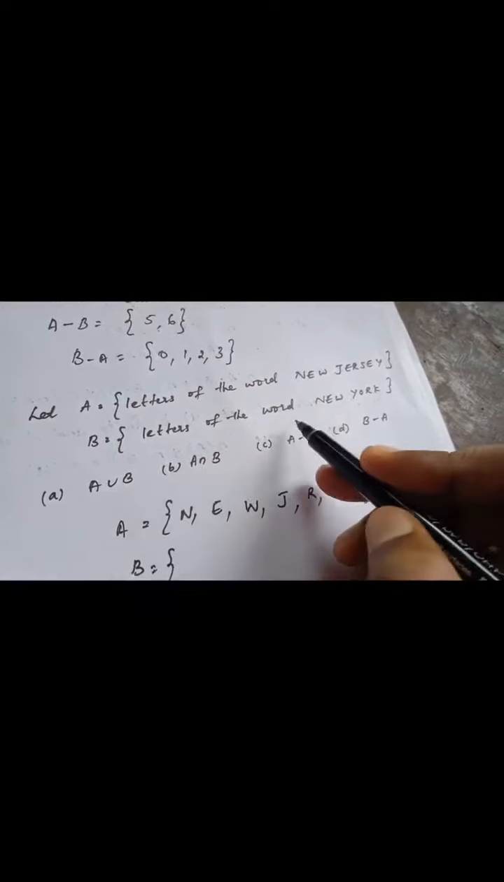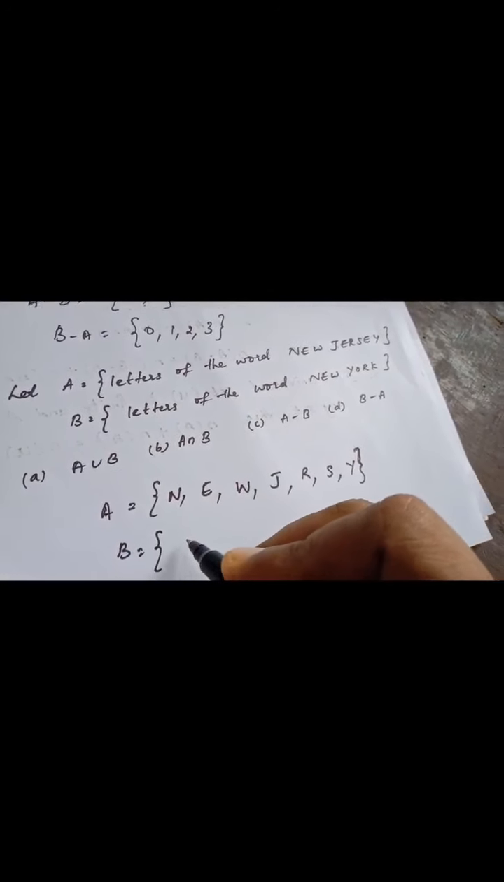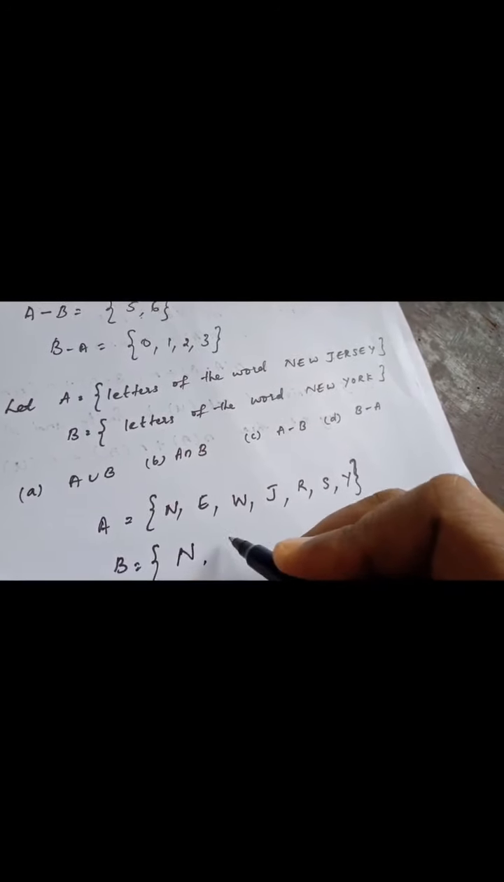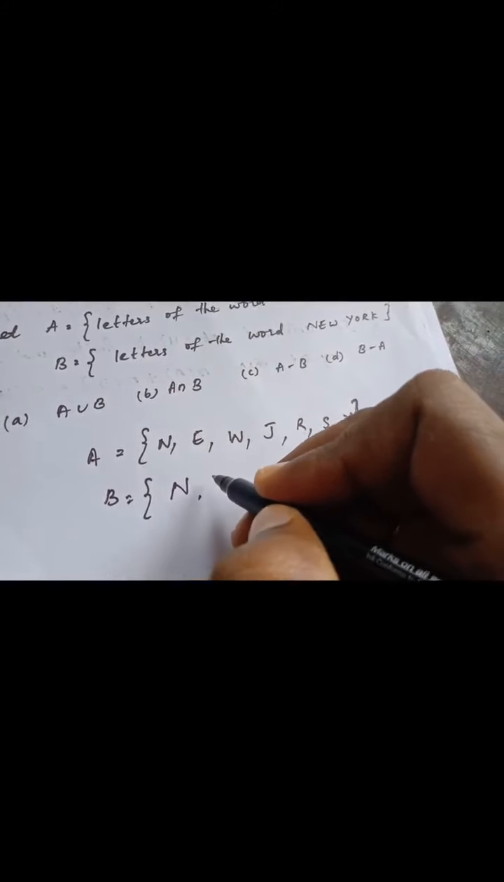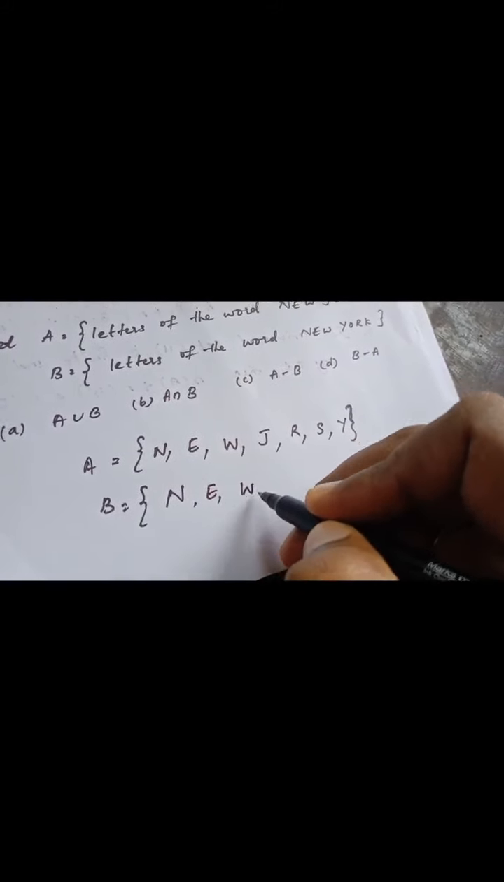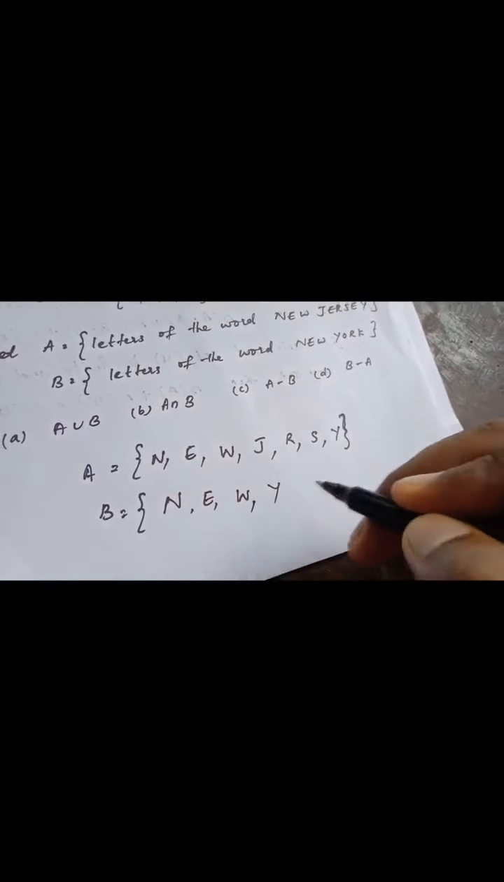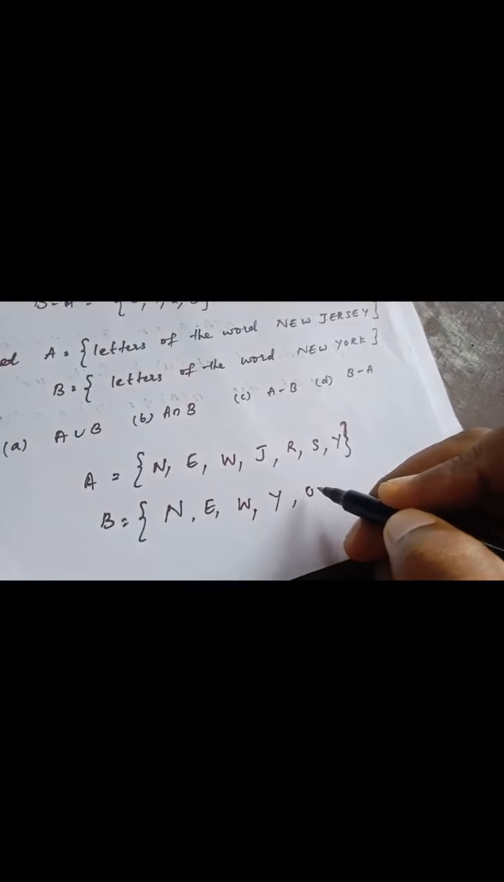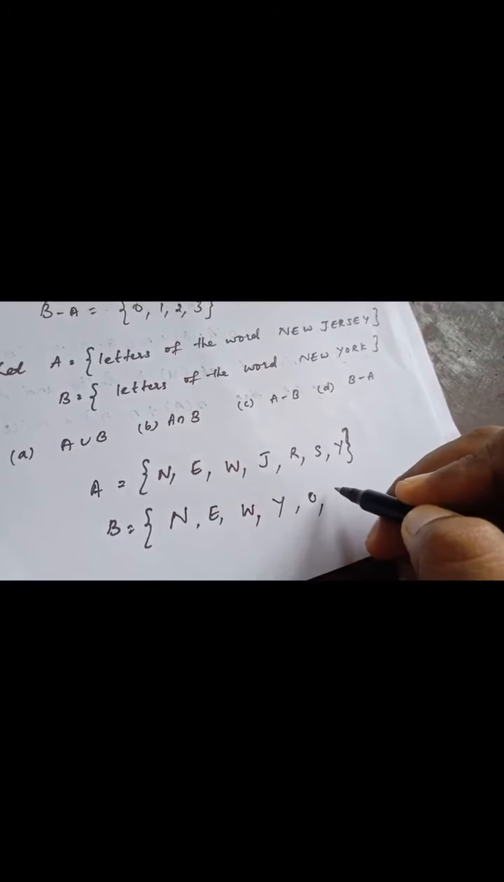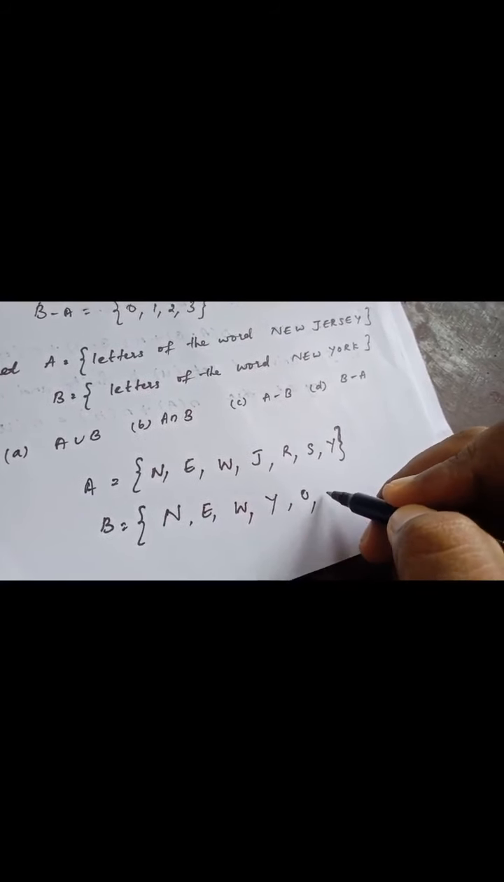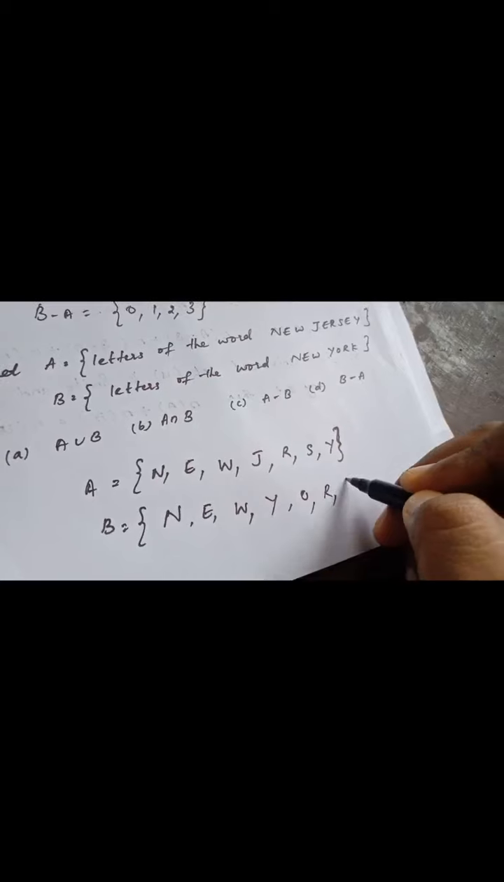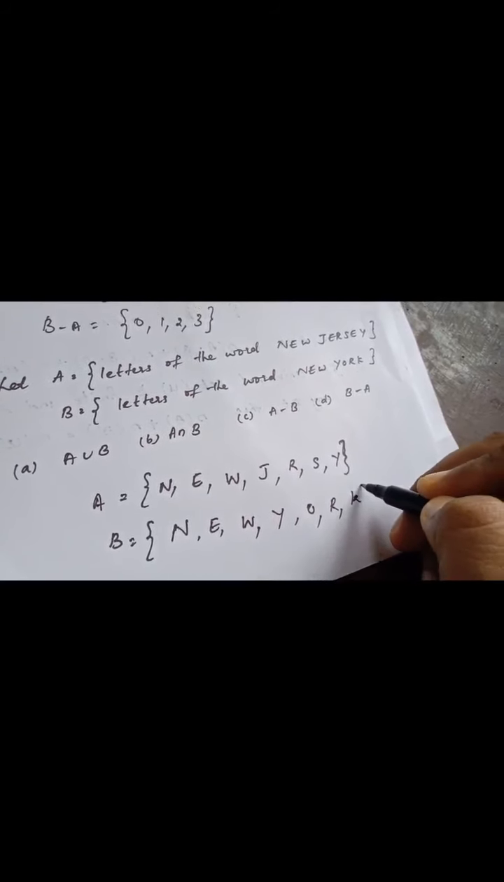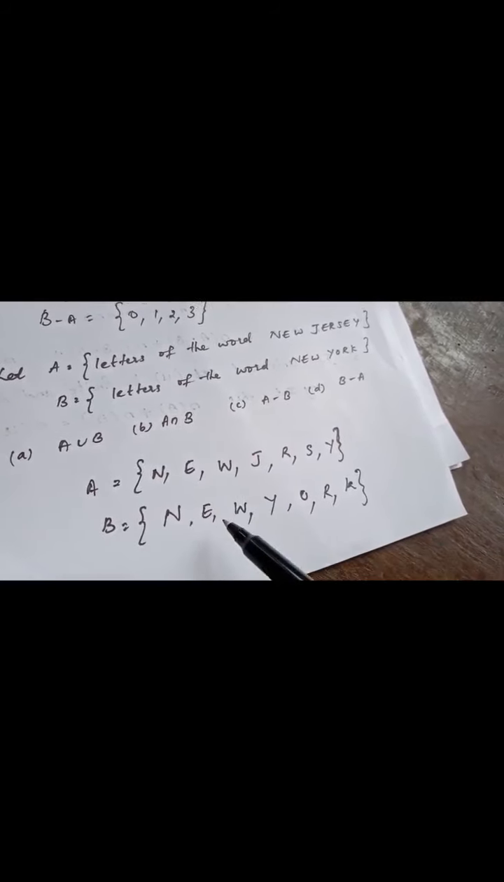Then next we can write B. B is equal to the set of letters of the word New York. New York also we can write like this: N, comma, E, W, Y, O. Then next we have R and K. And one more thing I want to tell, when you write the elements in the set, you should put commas. Okay. Now we have A and B.